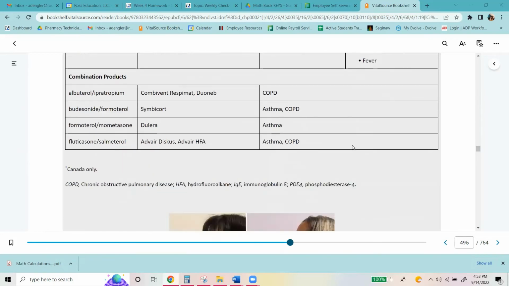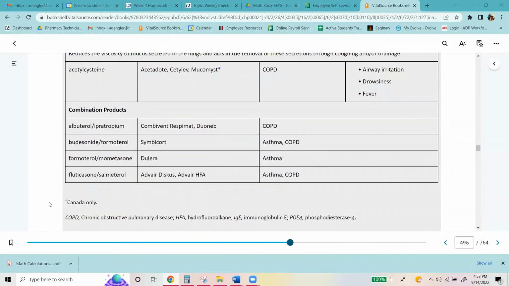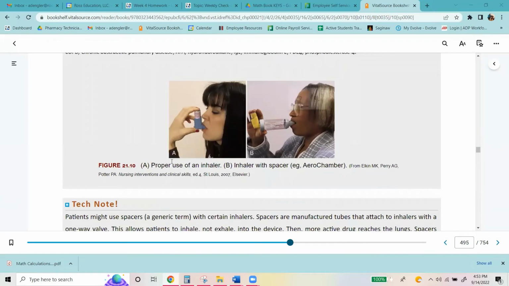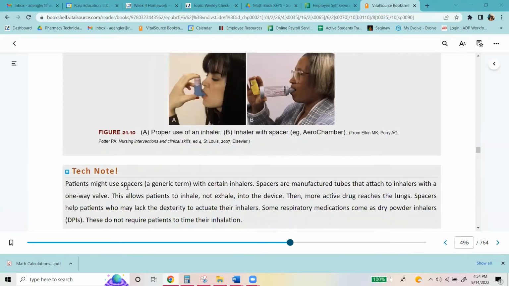Then we have combination products because we realize 2 medications are good. Let's figure out a way to combine them. So we have Combivent Respimat, DuoNeb. So that's for the nebulizer. We have Symbicort, Dulera, and Advair Diskus, and Advair HFA. So all of those are, besides maybe the top 2, I'm not 100%, but the last 3 are all medications that should be taken every day, no matter how the patient feels. So A is the proper use for an inhaler, and B is an inhaler with a spacer attached.